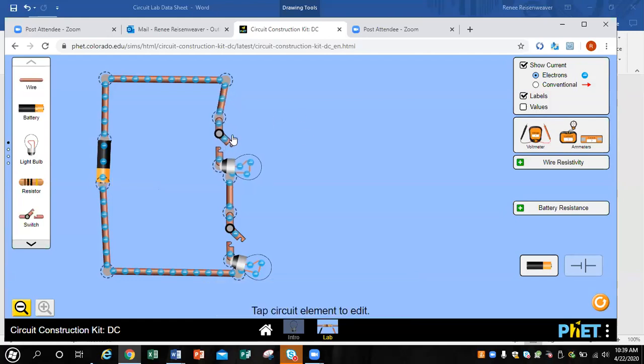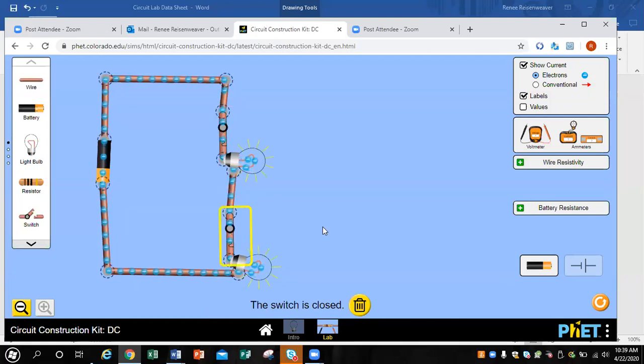I'm going to close each one of these. So just by clicking on it, I close. And I recognize, oh, closing my one switch did not turn on my light bulbs. I need to have both switches turned on. And you can see here, the electrons begin moving. They're not moving very fast. The speed of these electrons is relevant to the voltage, okay?